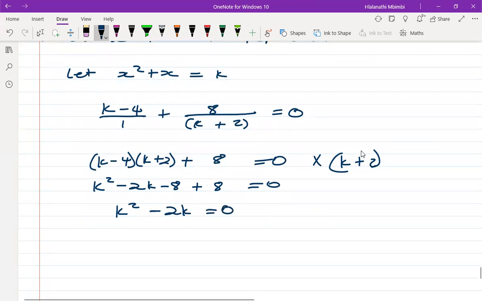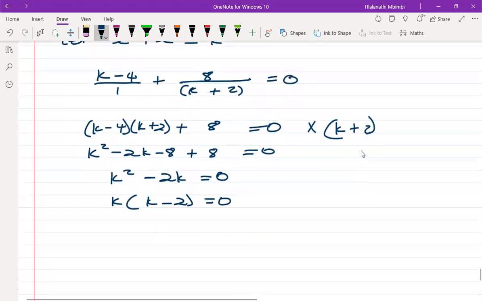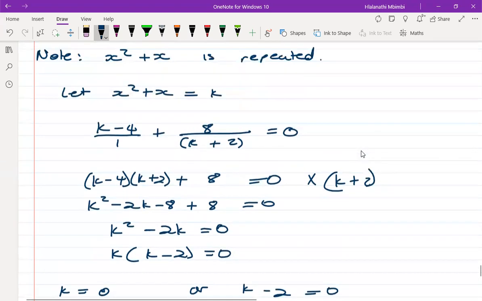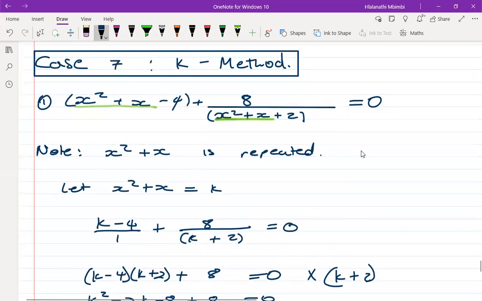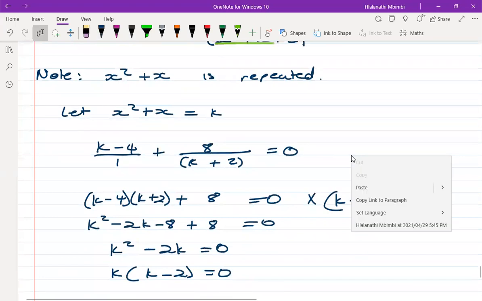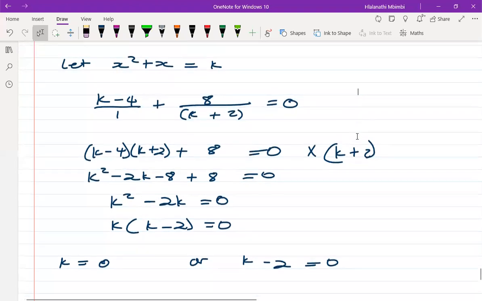So what I have there is just k and k minus 2 is equal to 0. So k is equal to 0 or k minus 2 is equal to 0. However, I need to note that that's not what I was solving. I was solving for x. So I must come back to these final values of k, and substitute what k was.